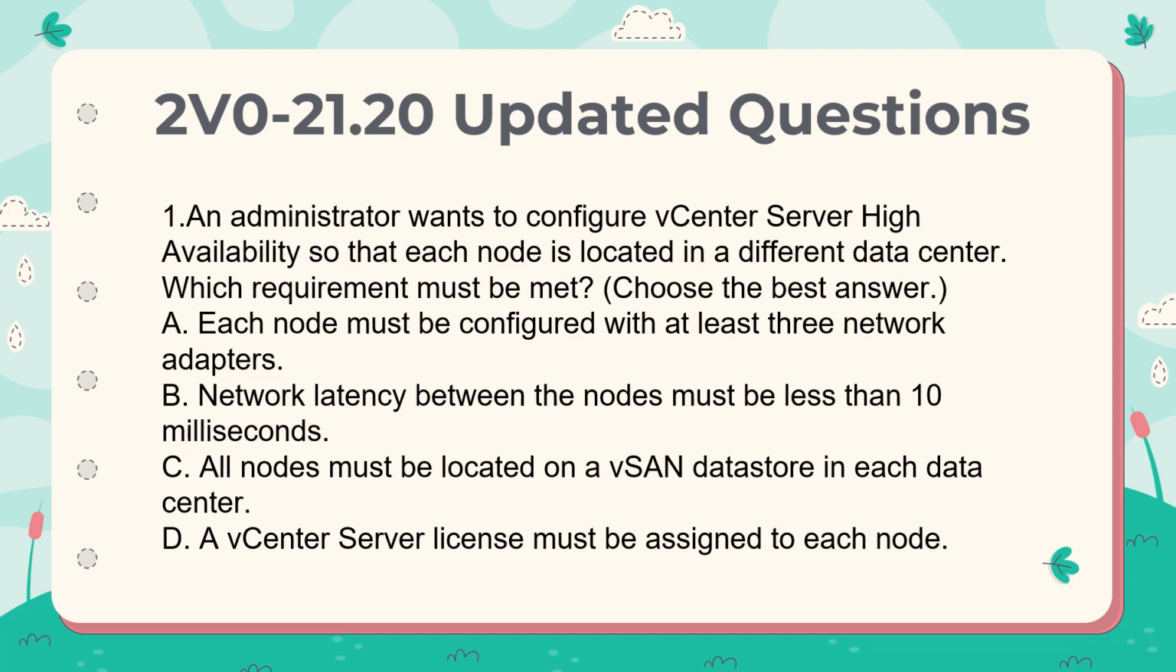1. An administrator wants to configure vCenter server high availability so that each node is located in a different data center. Which requirement must be met? Choose the best answer. A. Each node must be configured with at least 3 network adapters. B. Network latency between the nodes must be less than 10 milliseconds. C. All nodes must be located on a vSAN datastore in each data center. D. A vCenter server license must be assigned to each node.